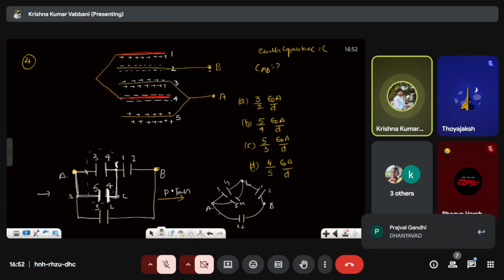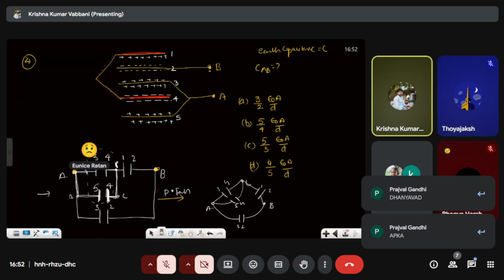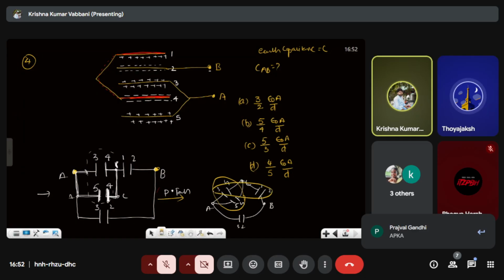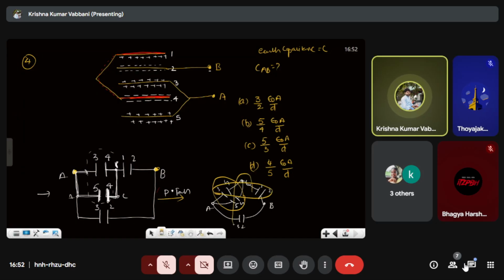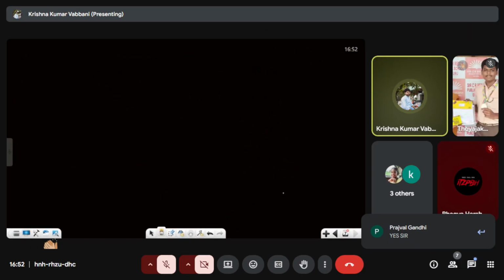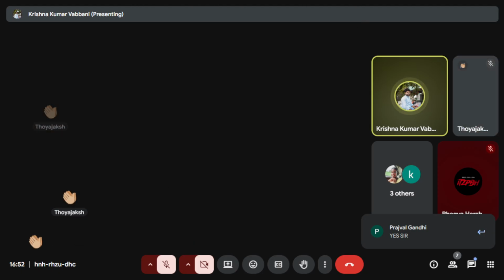Yes. Have you got the answer? This one? This is the parallel. The resultant is going to be series, and the resultant is going to be again parallel. Got it?